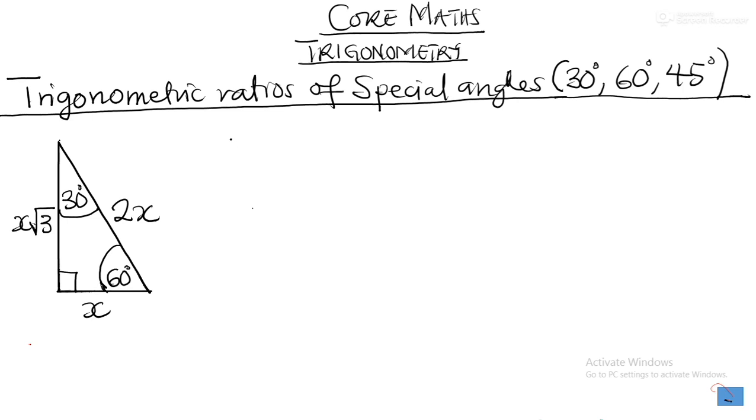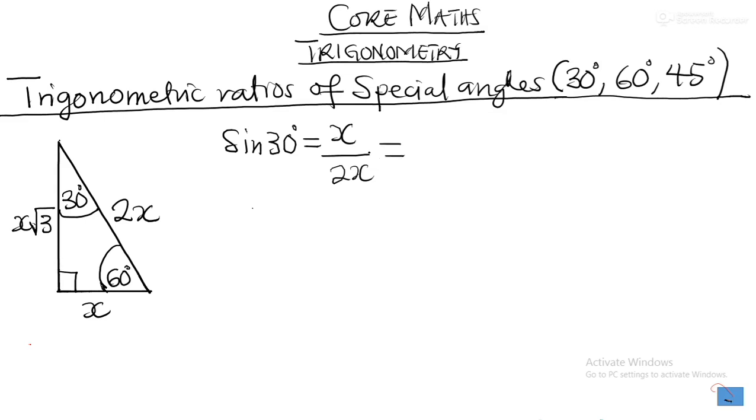Good. So sine 30 degrees, we know will be what? Opposite over what? Hypotenuse. So the opposite is what? X. And then the hypotenuse is what? 2x.